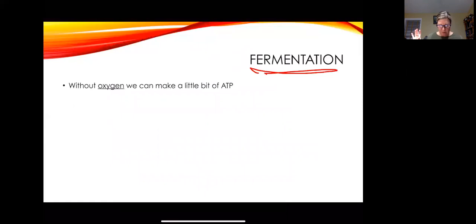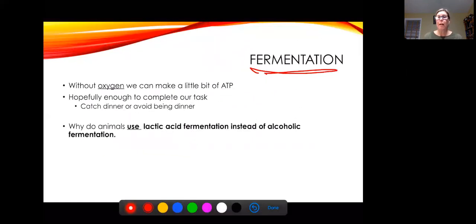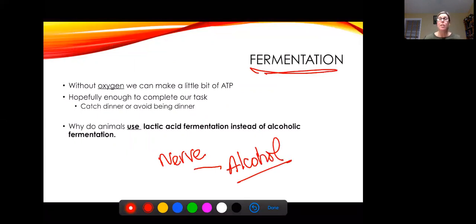I'm just going to touch it once. Okay. If you think about it, single cell organisms do not have nerve cells. Without nerve cells, we know what alcohol does to nerves. If you don't, you will learn in anatomy and physiology. It impacts the way nerve function works.